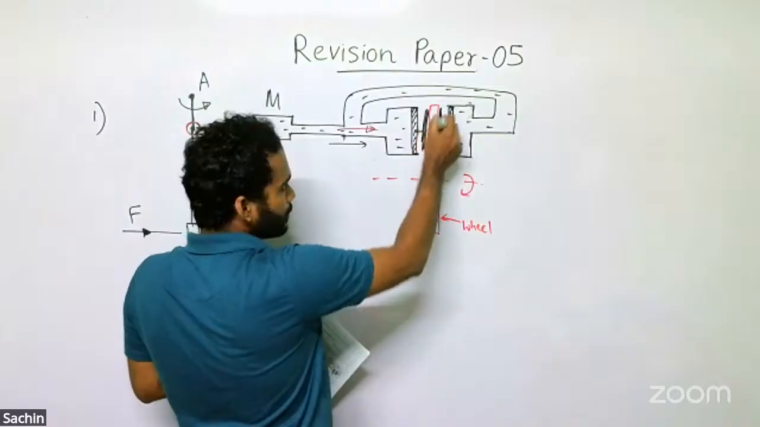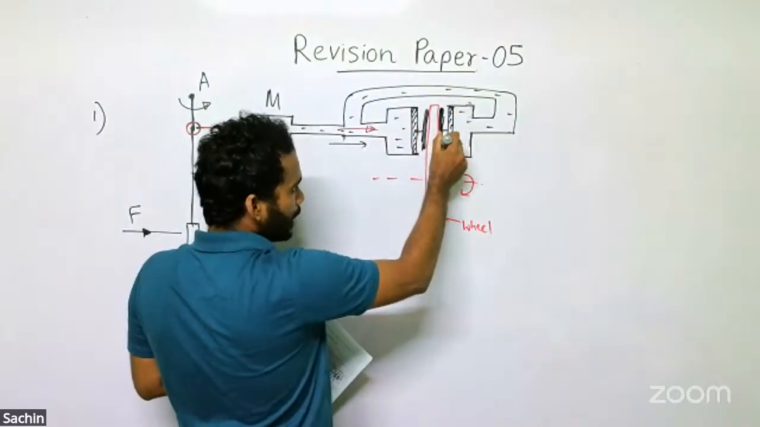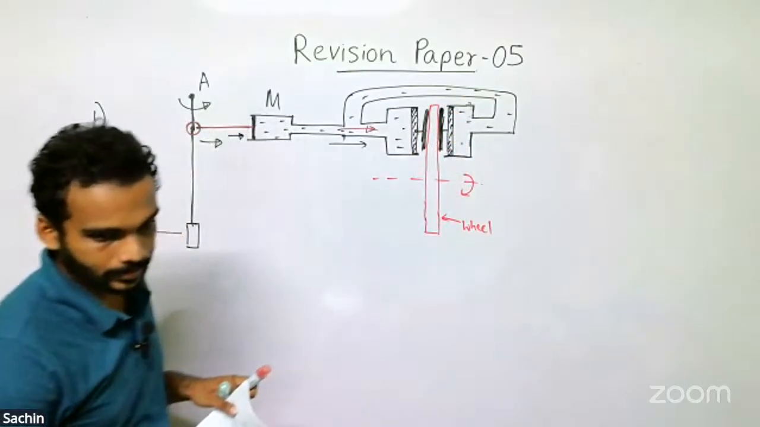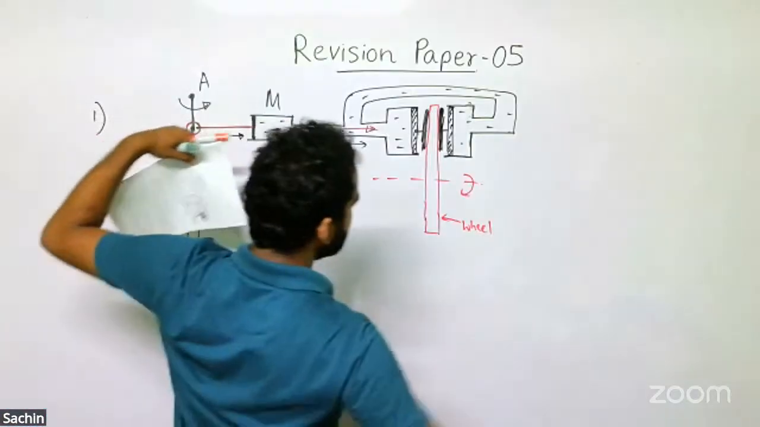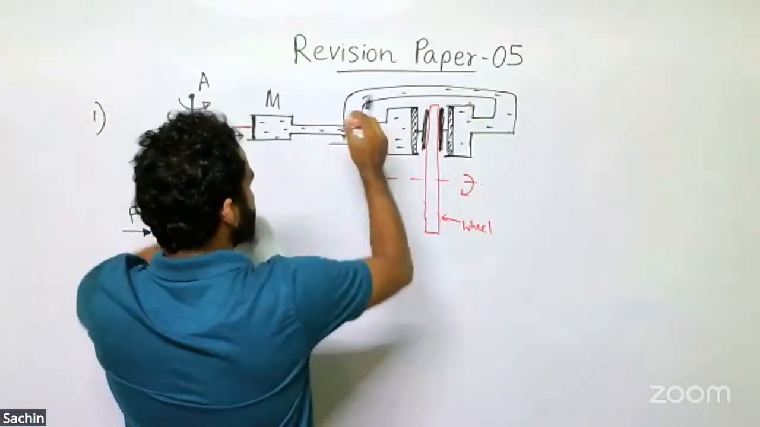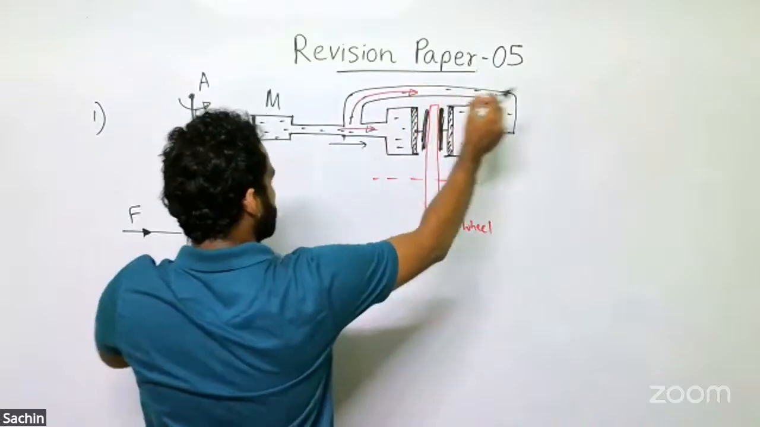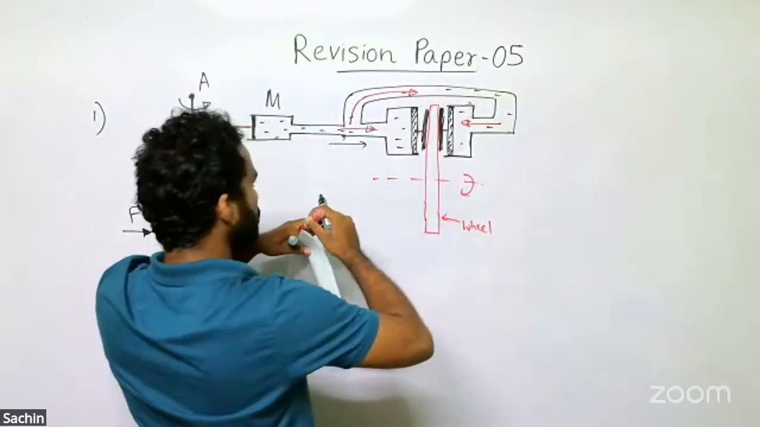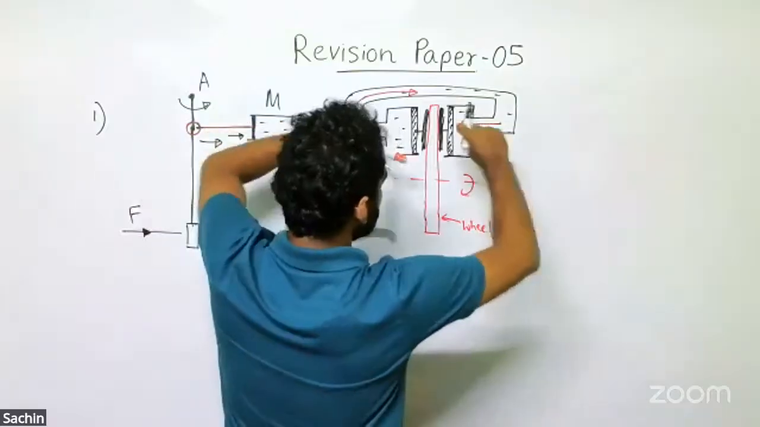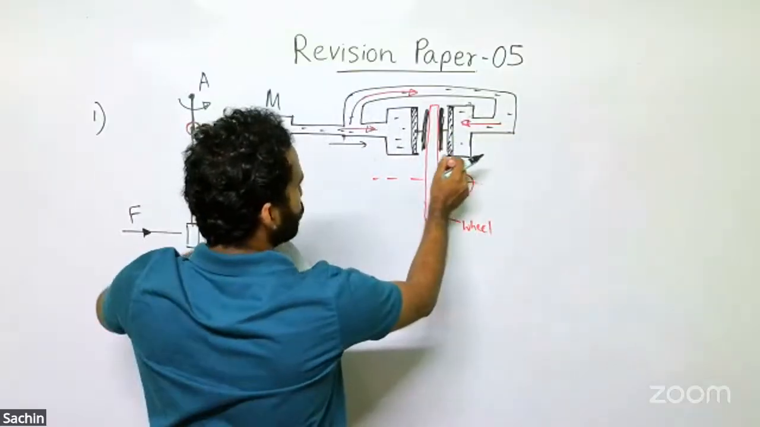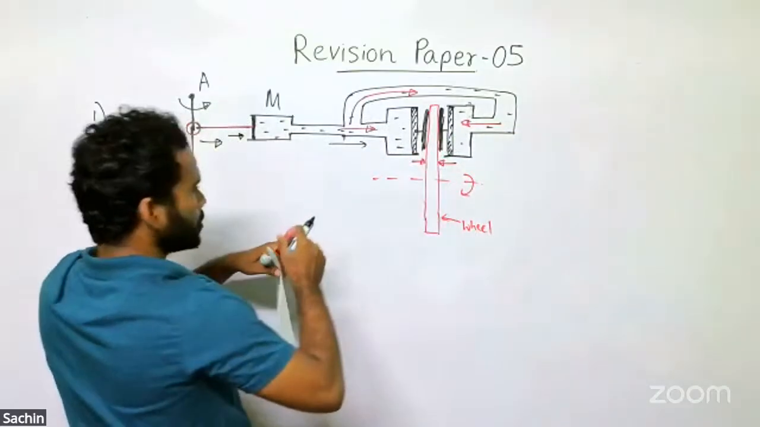These are the brake pads, which I have drawn in black color. When the liquid comes this way, it flows through this way, and it will again come through this way as well. So through the secondary pumps, these brake pads are pushed against the wheel. So this is the wheel.